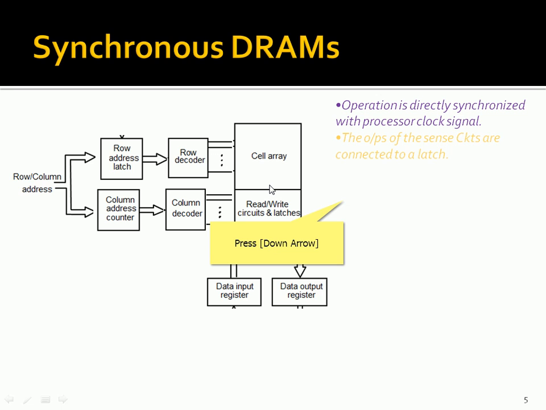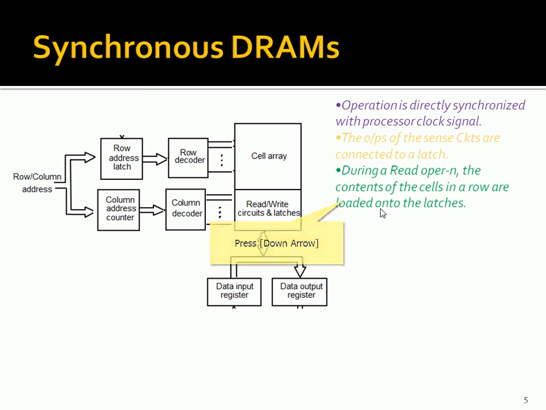Data coming from the serial or parallel port is asked to sit in the buffer, and when the time comes it is rushed into the memory. Similarly, when you read some data from the memory, it passes here and is asked to sit in the buffer. That is called the data output register. During the read operation, the contents of the cells in a row are loaded onto the latches. And there is a refresh counter.